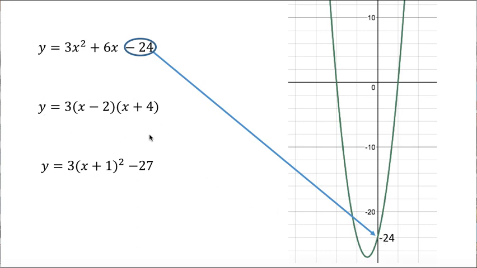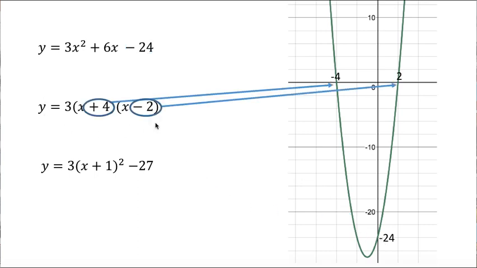If you reformat your equation in this format, then the plus 4 here tells you that negative 4 is one of your x-intercepts, and the minus 2 tells you that 2 is your other x-intercept. That's because on this line, on the x-axis, y equals 0. So how do you get 0? Well, either this bracket is 0 or that bracket is 0. So if x plus 4 is 0, then x has got to be minus 4. If x minus 2 is 0, then x has to be 2.